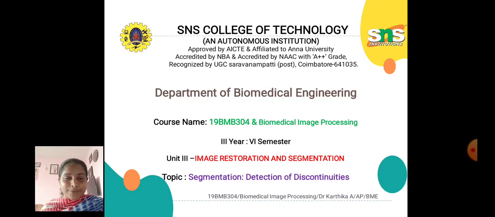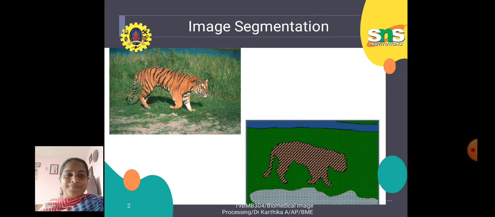In previous videos we have discussed image restoration, and now we are going to discuss segmentation. In the segmentation part, first we are going to discuss detection of discontinuities. See here the example for image segmentation: our input image, a tiger, and the segmented output image, the segmented tiger.